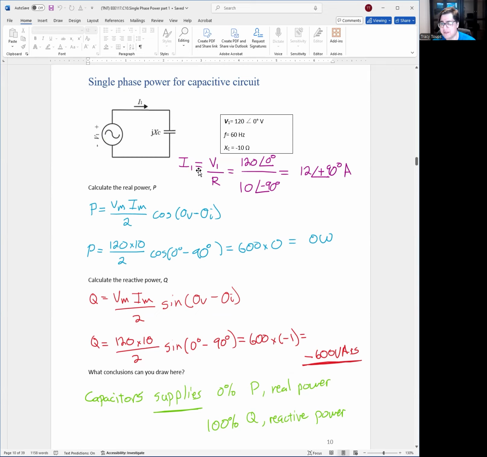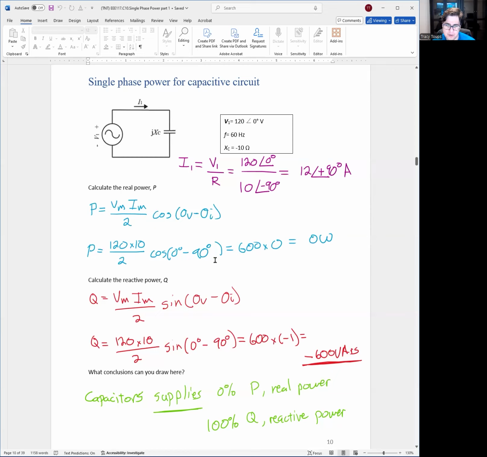Okay, so we could do the math to see how much. Same thing, Ohm's law, where the difference is that we have X of C is -10 because it's a capacitor. The big difference is we're going to have a -90 degrees for an impedance rather than a positive, like the inductor. So your voltage is 120 angle 0 degrees divided by an impedance of 10 angle -90 degrees. Do the math, and we're going to have 12 angle positive 90 degrees amps. Because remember that the current always leads the voltage in a capacitor.